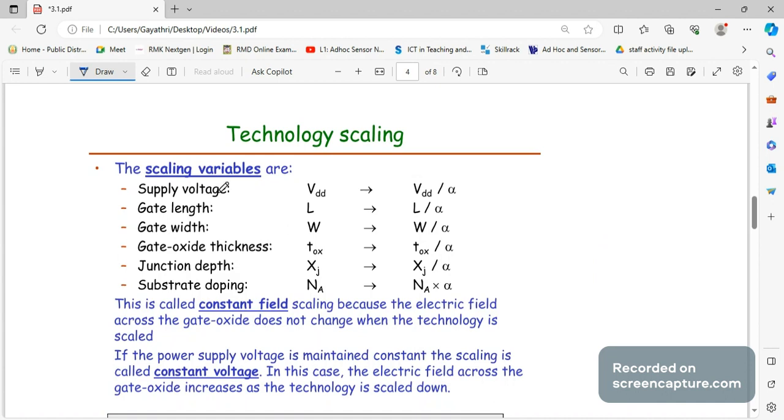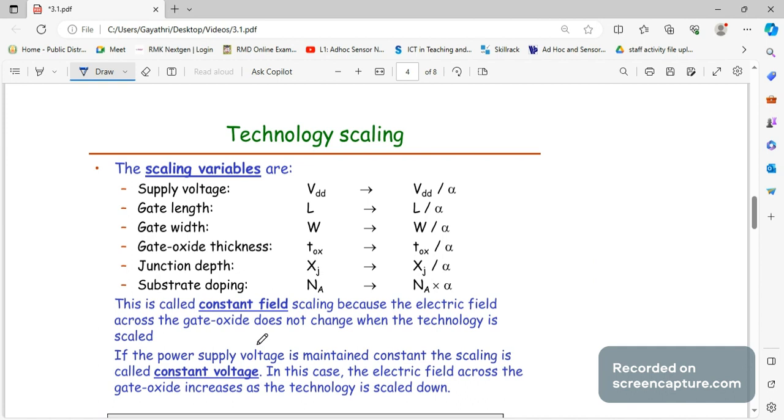For supply voltage, that is VDD, it is VDD by alpha. For gate length, it is L by alpha, gate width W by alpha, and similarly up to the substrate doping. Here I have mentioned two types of scaling. First one is constant field scaling. The other one is constant voltage scaling.